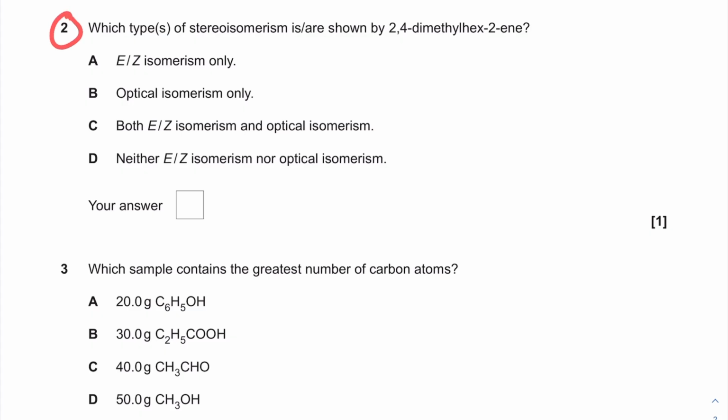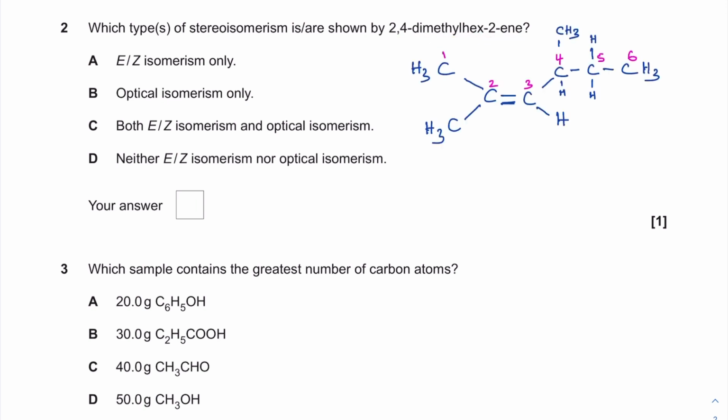Question 2. Which type of stereoisomerism is or are shown by 2,4-dimethyl hex-2-ene? Well, the structure of 2,4-dimethyl hex-2-ene is the structure here. First of all, hex-2-ene is a 6-carbon chain, and on the second carbon is the double bond, because "ene" means double bond, and it's on the second carbon.